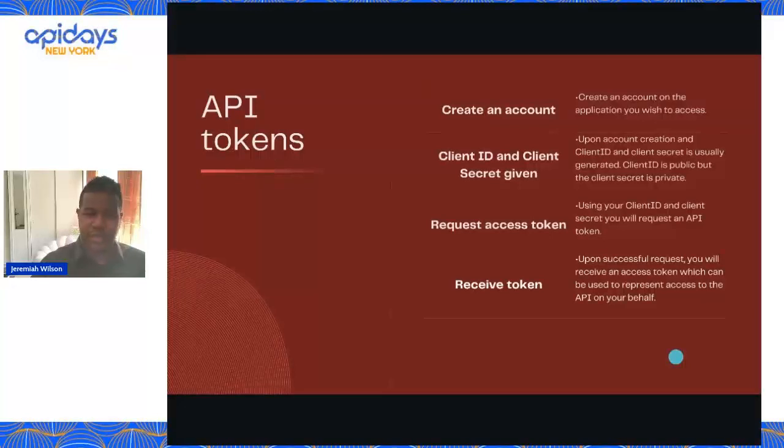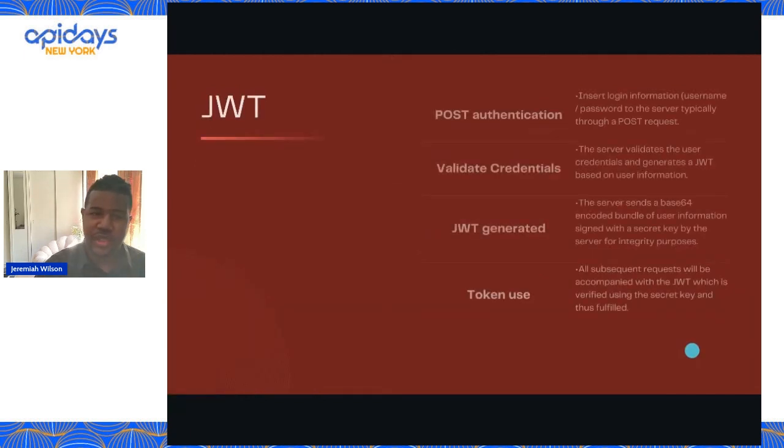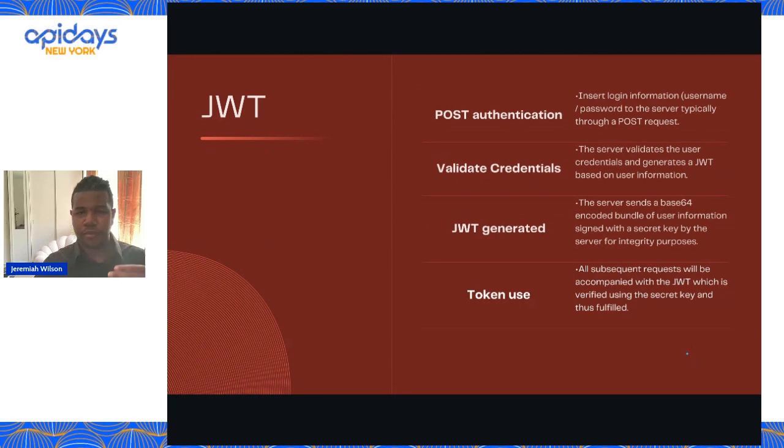Then you have API tokens. You will create an account, and when you create an account, you're usually given a client ID and client secret. The ID is public, but the secret is private, so it has to be maintained and kept secure. Then you would use those credentials, the client ID and client secret, to request your token. When you get your token, you send it with every authenticated request, because again, that architecture is stateless in nature.